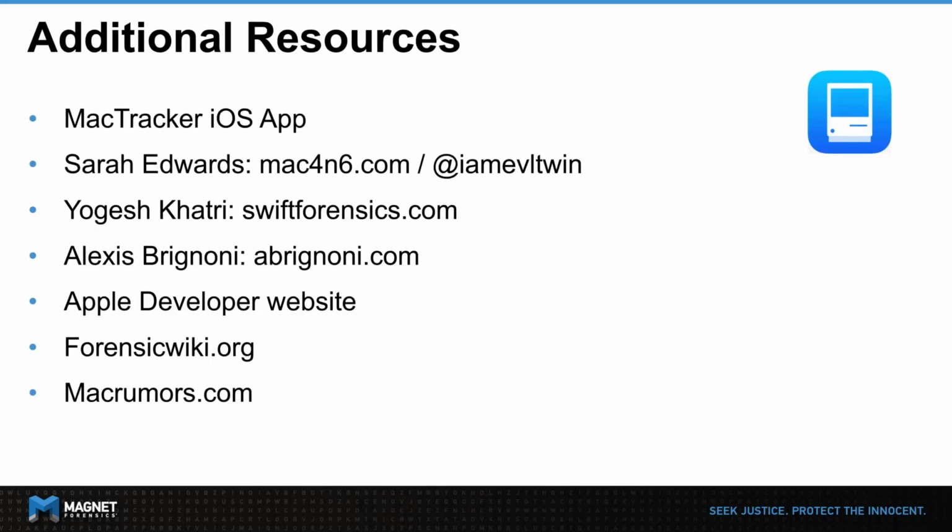And then some additional resources. Obviously, I love the Mac Tracker iOS app. You can punch in any type of model ID, and it will tell you everything you need to know about that specific Mac, including what OS it was shipped with and what's the latest iOS or macOS it can run. So a really good resource. Sarah Edwards, she's fantastic. A lot of great research. We have Yogesh, Alexis. Like I said, the Apple developer website. Forensic Wiki is great, and then I put Mac Rumors on there because sometimes they actually talk about things such as the new volumes and things like that with Catalina. They were actually some of the first people to start talking about that. So definitely keep that in mind as well for the additional resources piece.